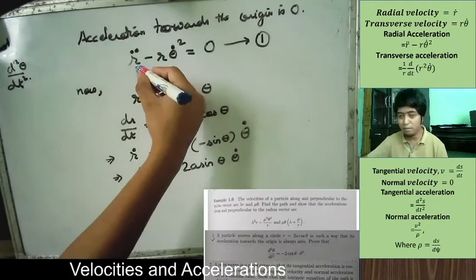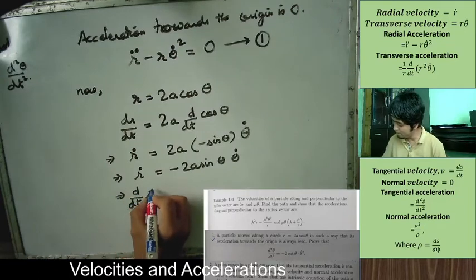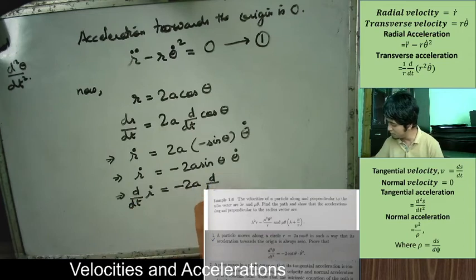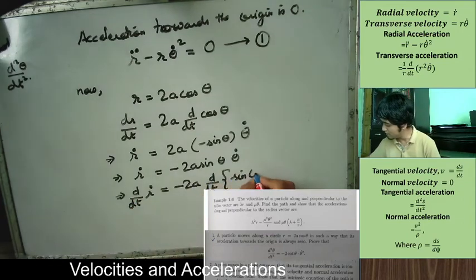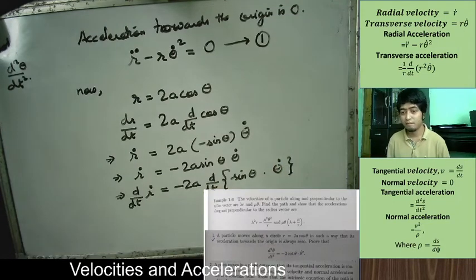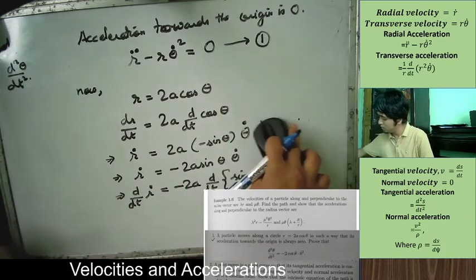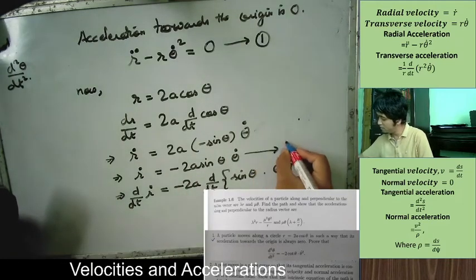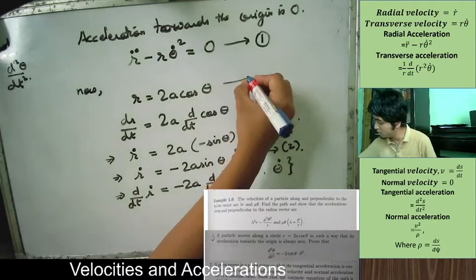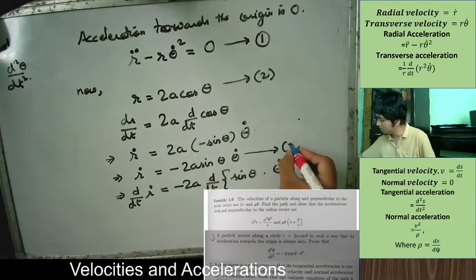Again we will be needing another dot, so that's why we will again differentiate it with respect to time. Minus 2a d dt sine theta dot. We will keep this equation, maybe we will need it or maybe not, but let us just keep all the equations that we have. This is 2 and this one as 3.